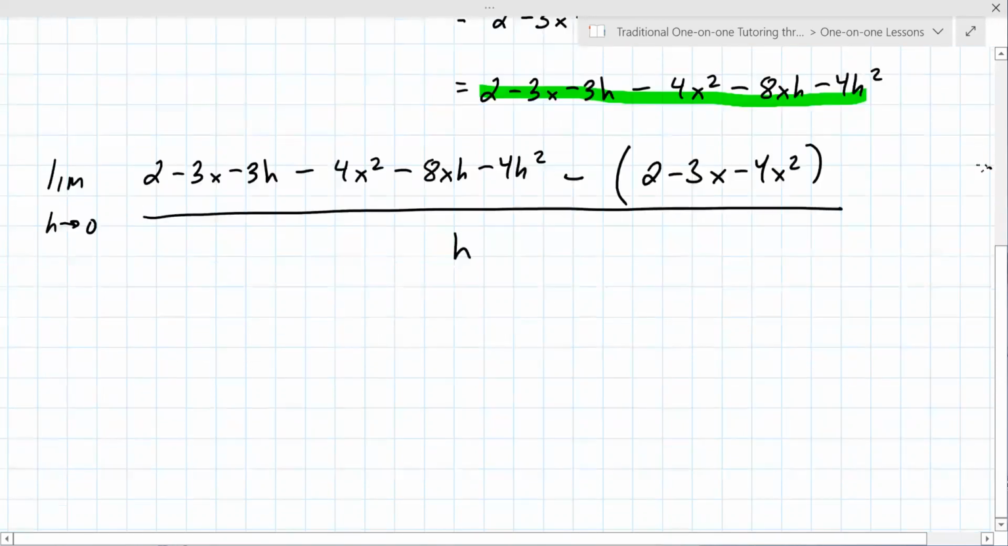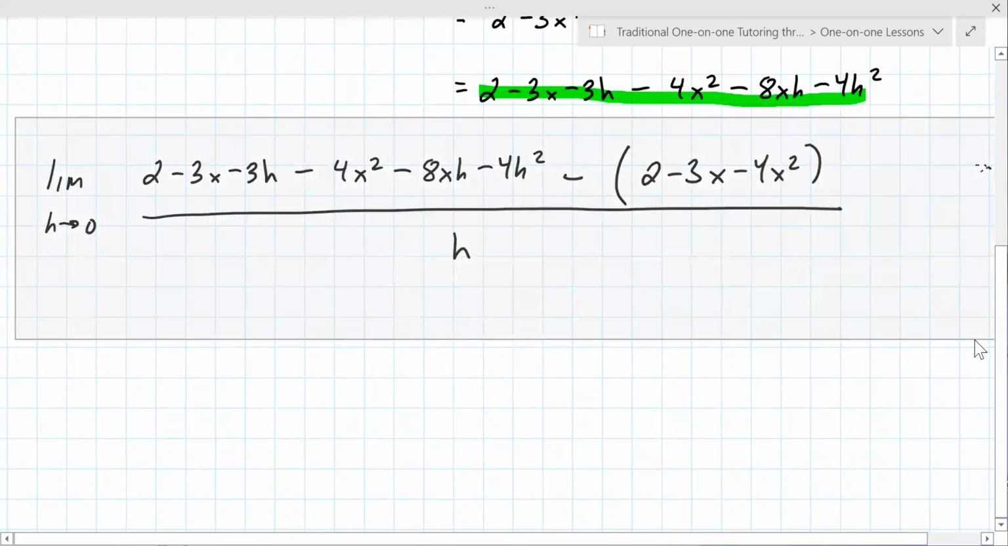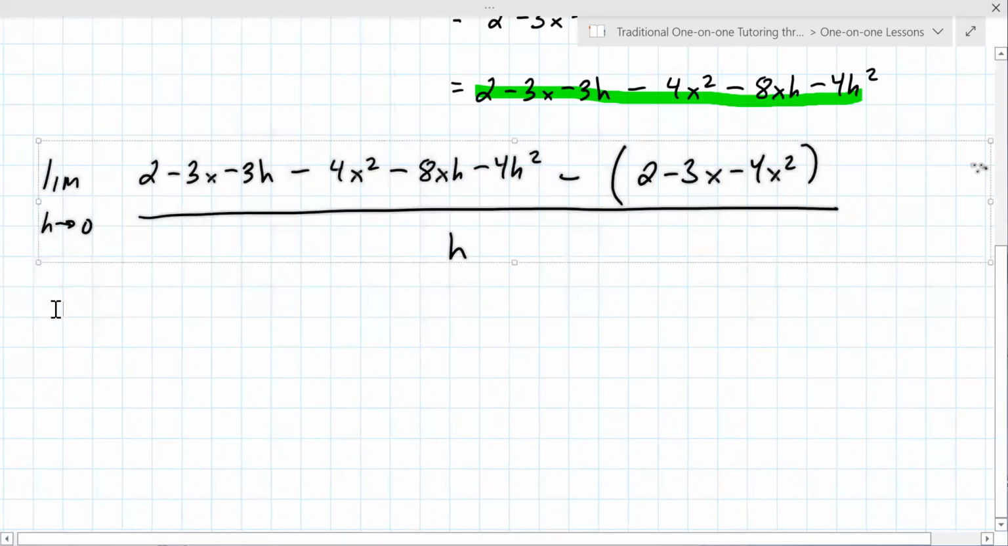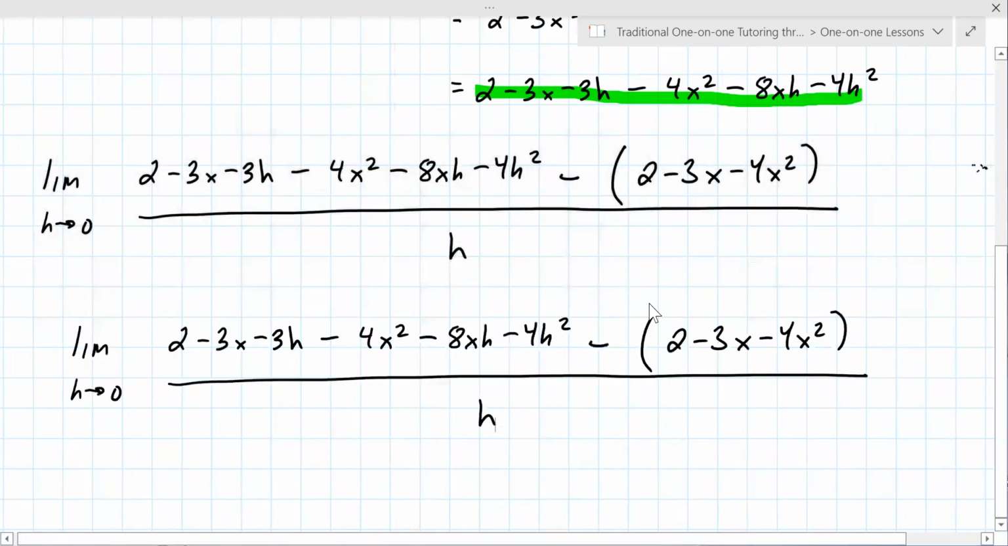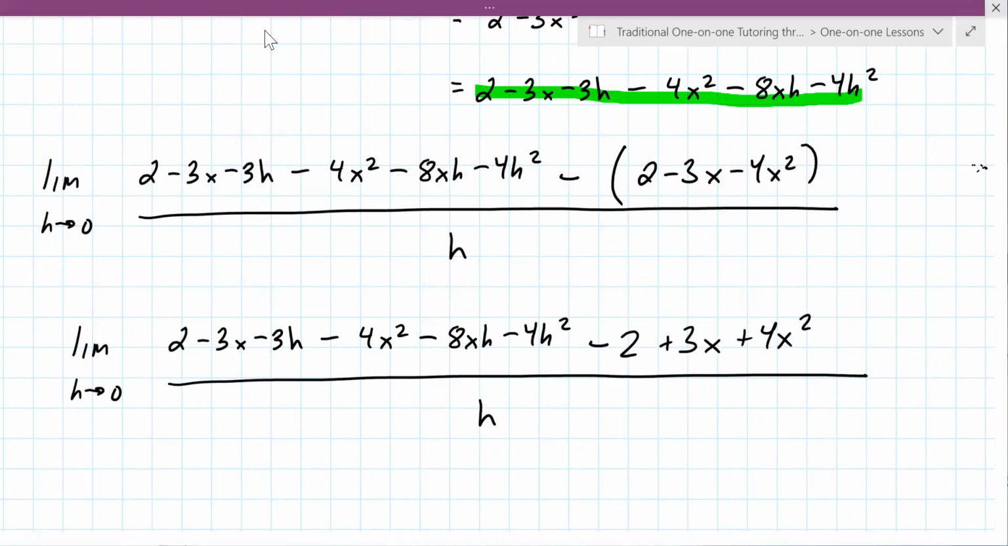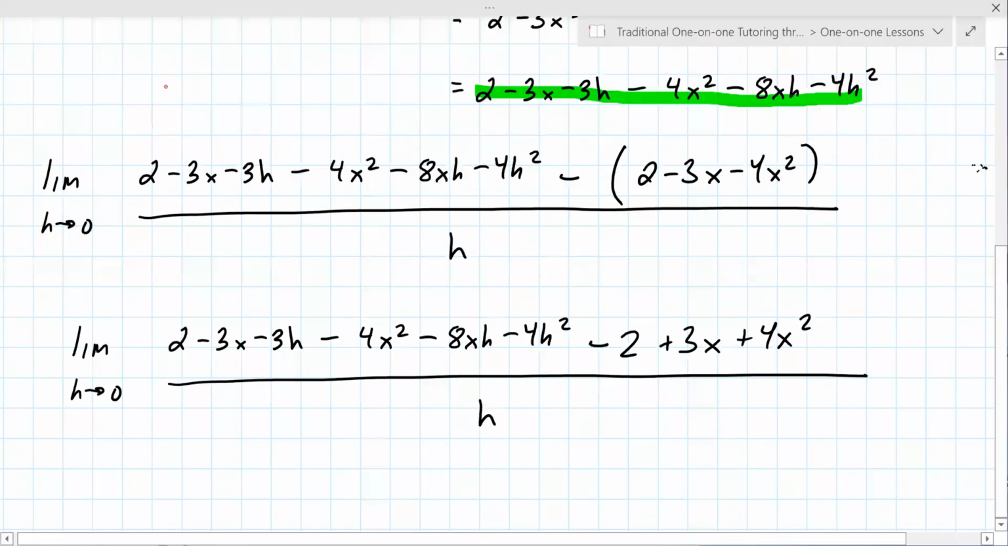And from here, again, a lot more writing, but in the numerator, just grab this again. In the numerator, this time I'm going to distribute that negative to everything. So it's minus 2 plus 3x plus 4x squared. So you just change the sign. And now you can cancel like terms. So 2 cancels with minus 2, minus 3x cancels with 3x, and minus 4x squared cancels with 4x squared.